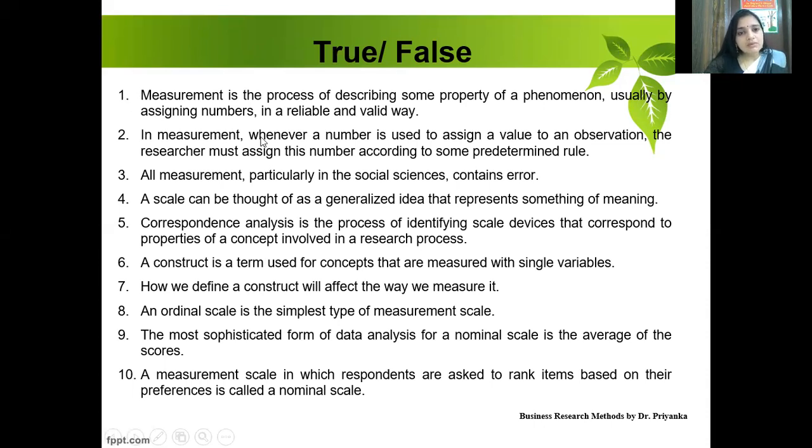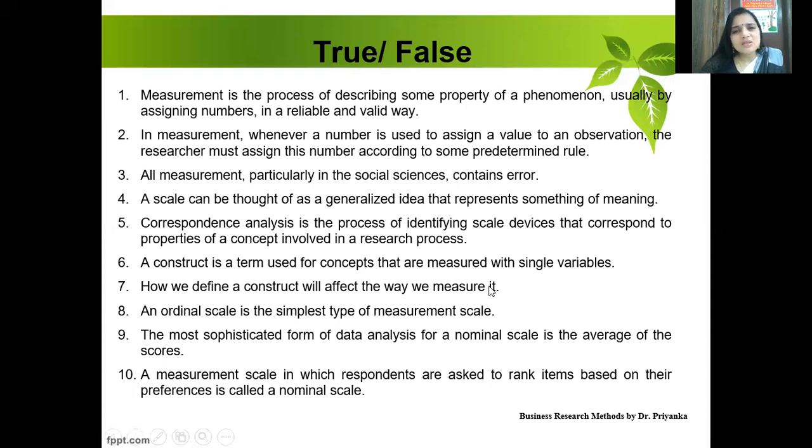Second, in measurement, whenever a number is used to assign a value to an observation, the researcher must assign this number according to some predetermined rule. Yes, you should have a predetermined rule to assign the value. For example, if you know that you are going to assign a value on the basis of interval scale, for example, on the basis of scale of 1 to 5, then you will be assigning all the values related to that particular question on the basis of 1 to 5 scale. This is true.